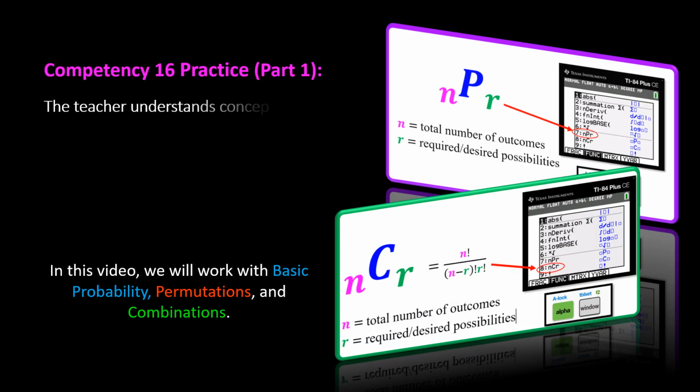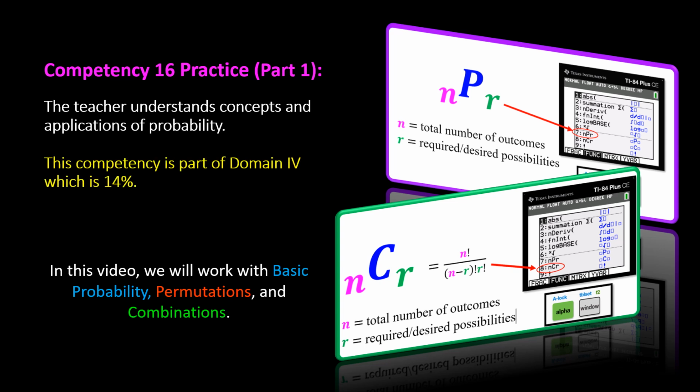Welcome to part one of Competency 16. In Competency 16, teachers need to understand concepts and applications of probability. This competency is part of Domain 4, which is 14% of your examination. In this video, we will work with basic probability, permutations, and combinations.